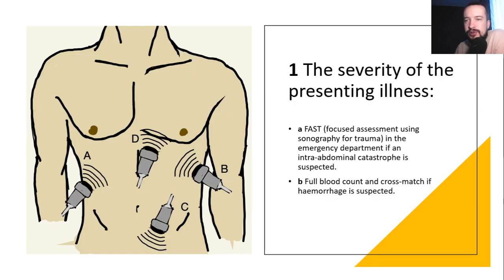First one, the severity of the presenting illness. Focused assessment using sonography for trauma, FAST. It is a very important term, you need to remember this one. In the emergency department, if an intra-abdominal catastrophe is suspected, this is an ultrasound. The sonography would give us a really fast understanding of the situation in the patient. Full blood count and cross match if hemorrhage is suspected.